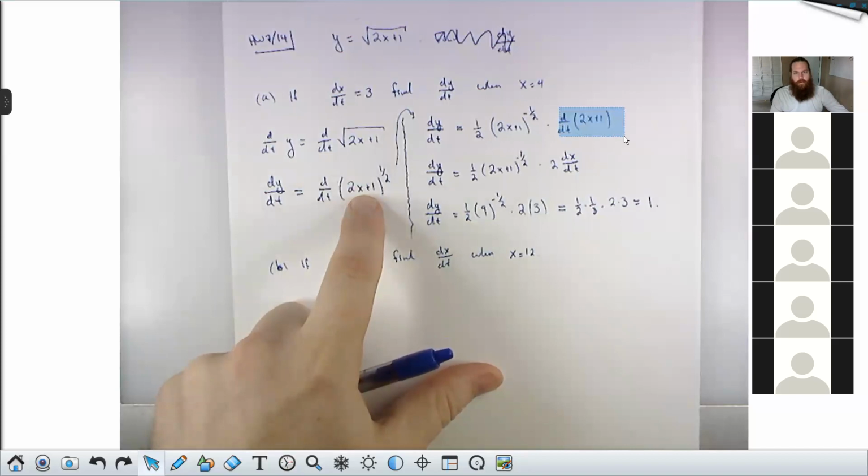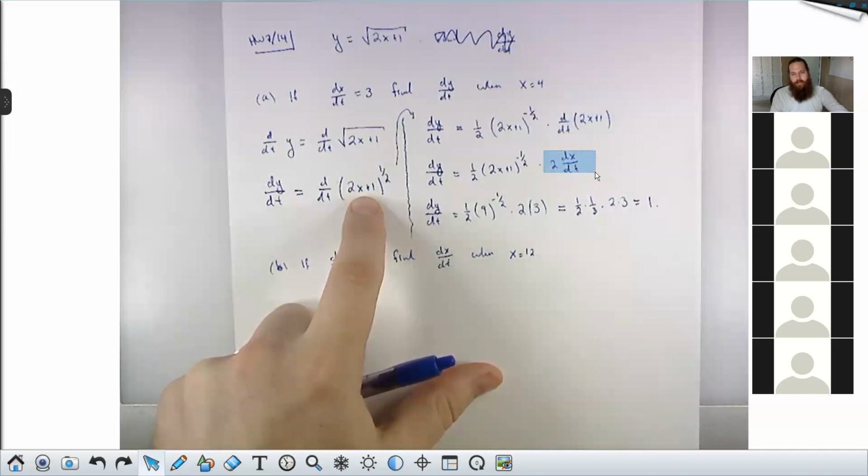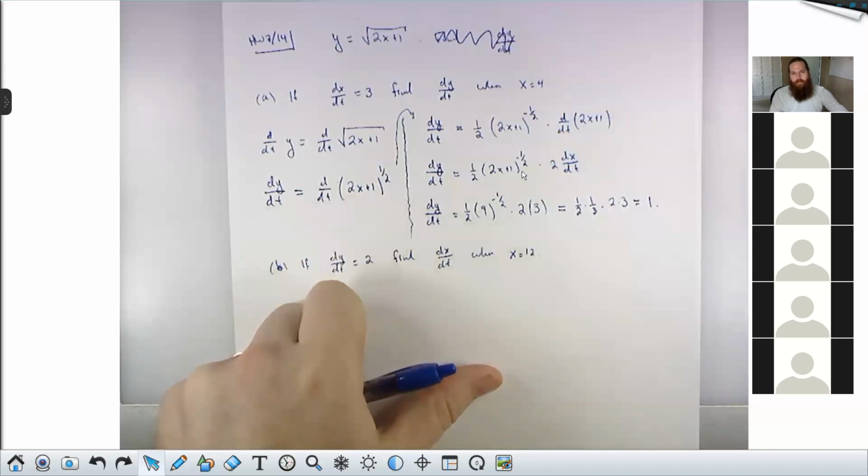The derivative here is with respect to time. So it's d dt of 2x plus 1. Normally, I would write 2x plus 1 primed here. But remember, the prime notation is a little bit ambiguous. It doesn't tell you whether you're differentiating with respect to x or y or t. So instead of using the prime notation, I just use the Leibniz notation d dt for the derivative of the inside. Then this derivative, d dt of 2x plus 1, is just 2 times dx dt. So that gets me to here.